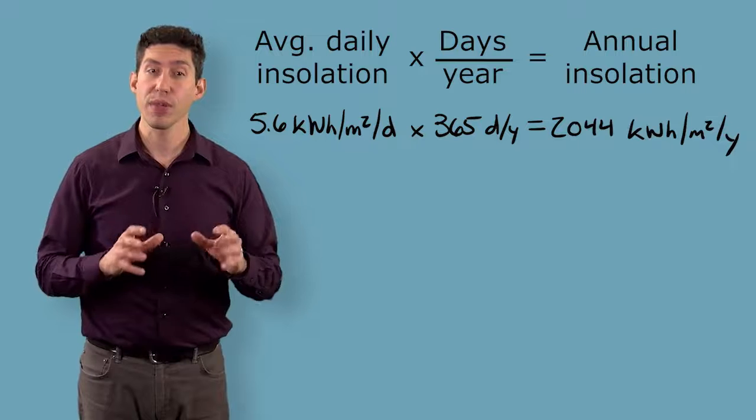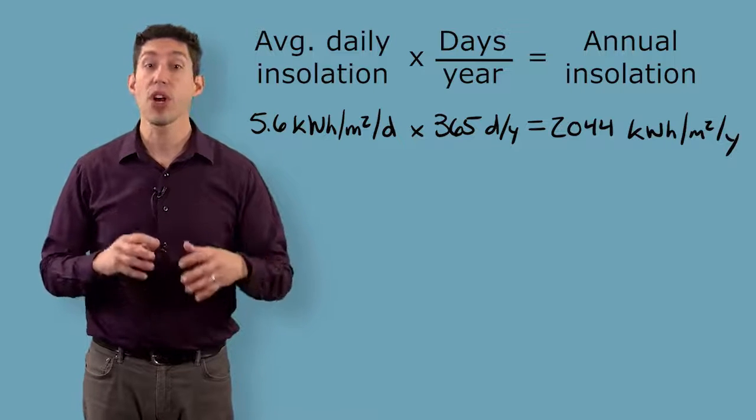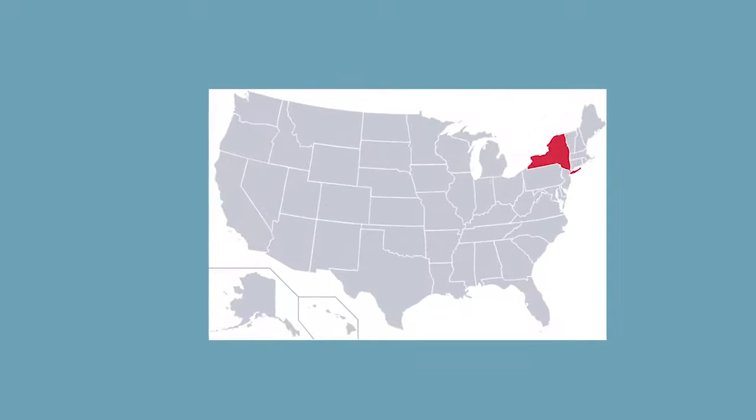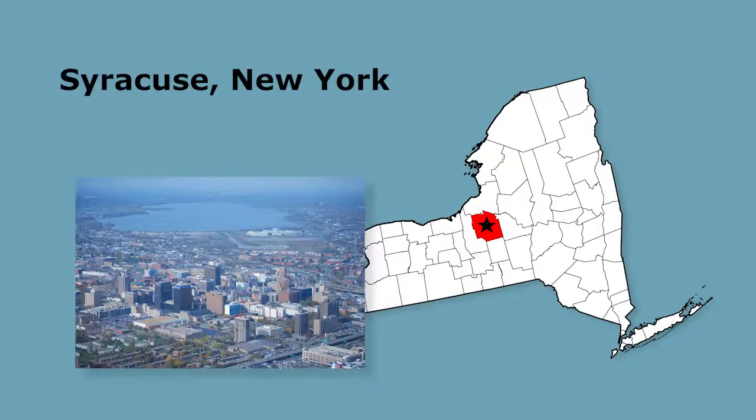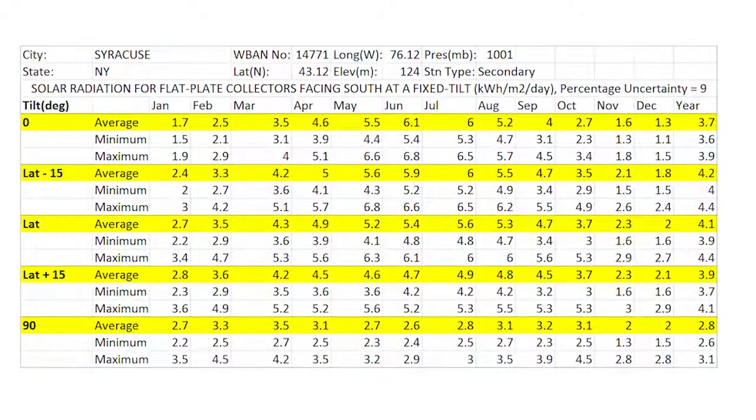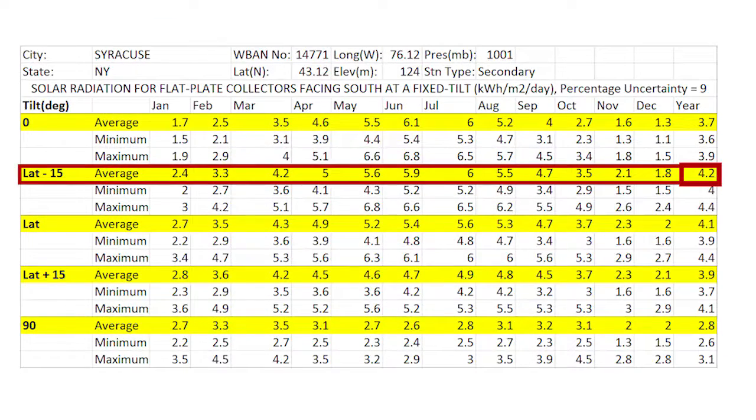Now we can look a little more closely at specific locations where tilts will play a little more important role, such as the Northeast. Specifically, let's look at where I am in Syracuse, New York, where the latitude is about 43 degrees north, which is in the Northern Hemisphere and higher than Colorado Springs. In this case, latitude minus 15, 28 degrees, has the highest average daily insolation. So if our solar panels are mounted at 28 degrees, we would get the greatest annual insolation.